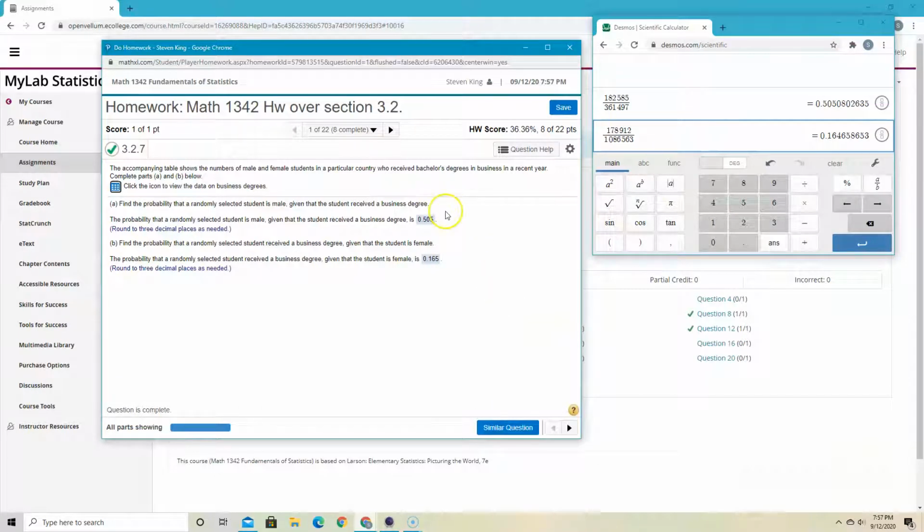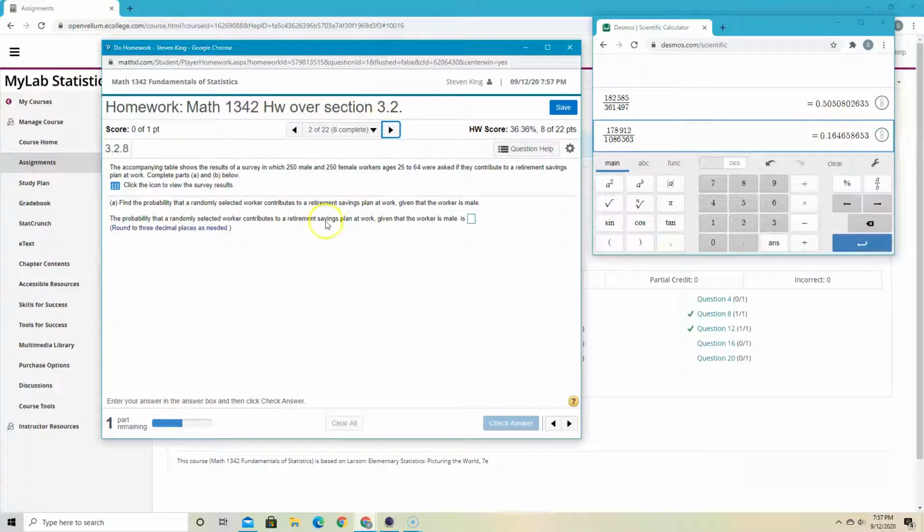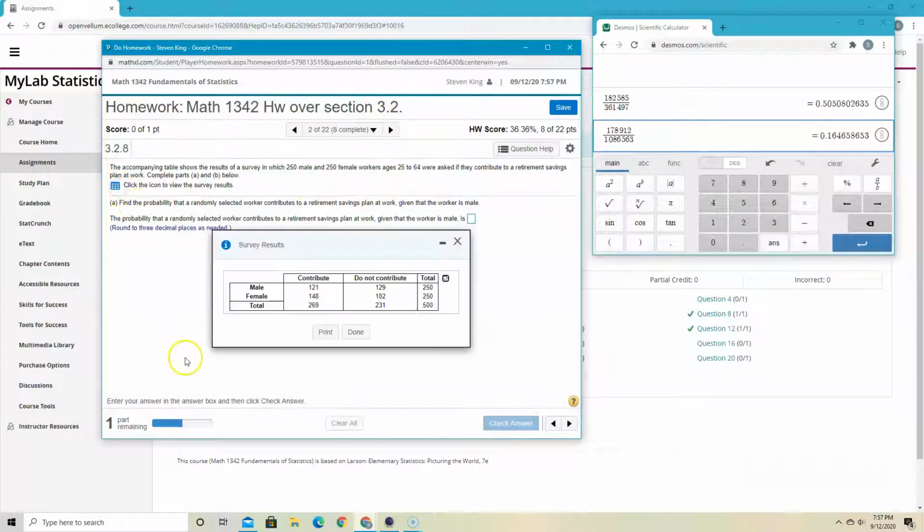So the next one I would like to help you with, number 2, is similar. You have a table. So it's very similar. Male, female, instead of business degrees and non-business degrees, contribute and do not contribute. So these have to be complements of each other. Just like these are. When there's only 2, they have to be complements, and same with this.